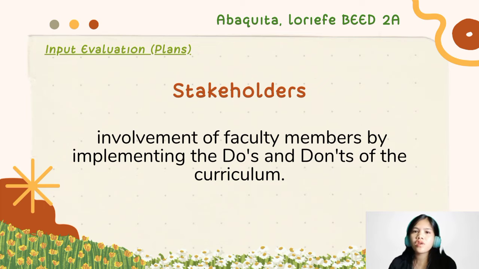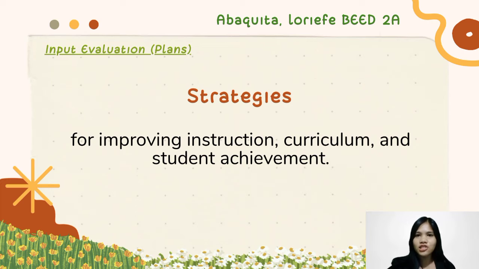According to Stufflebeam 2002, input evaluation includes available and existing resources for attaining objectives and fulfilling needs. Stakeholders' involvement: faculty members implement the do's and don'ts of the curriculum, implying policies which should help the teachers and the students to be responsible and productive. Strategies for improving instruction, curriculum, and student achievement consist of a common mission, vision, and values. Collaborative teams focus on student learning and work interdependently to achieve common goals.